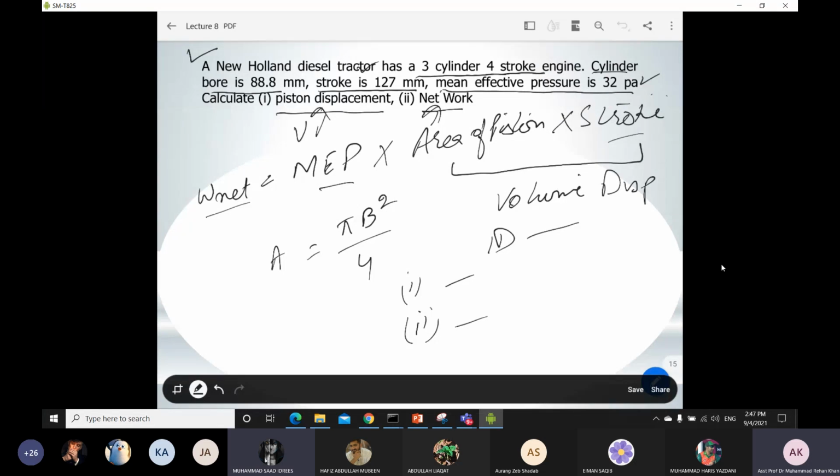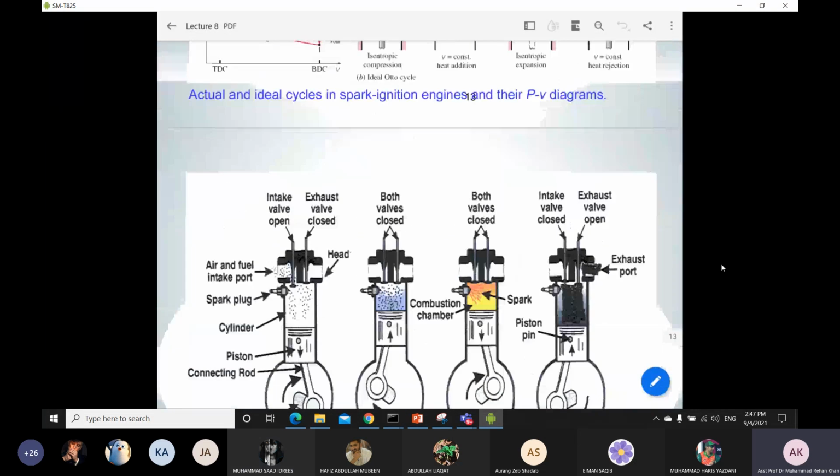Okay, so there will be a compression part, we will see from the figure, okay, so that you will get a better idea.